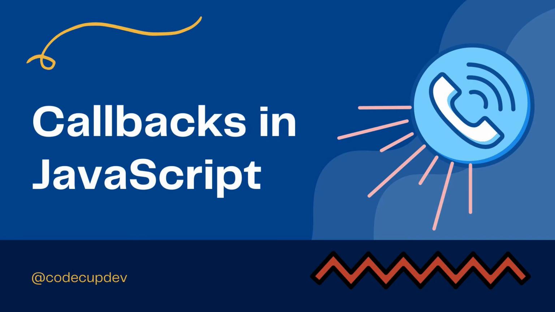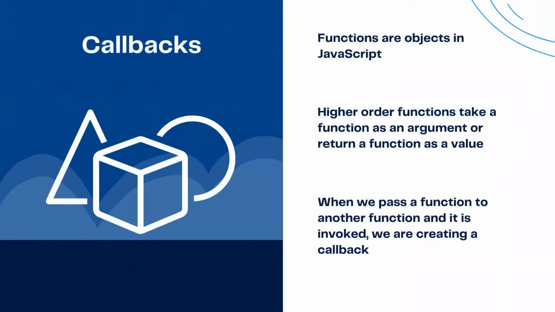So in this video, we're going to look at callbacks. In JavaScript, functions are objects. This means we can do many things with them. You may have come across higher order functions, but in a nutshell, a higher order function is a function that takes another function as an argument, and/or is a function that returns a function as a value.